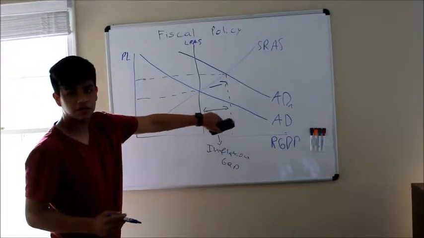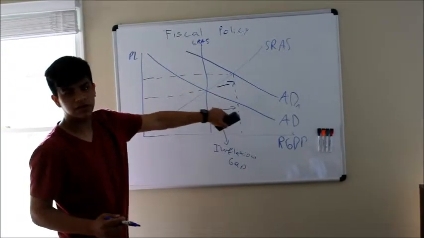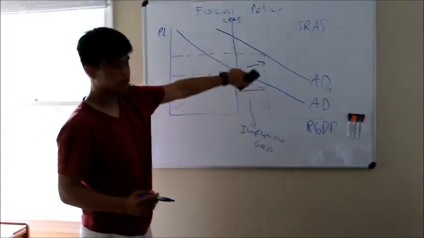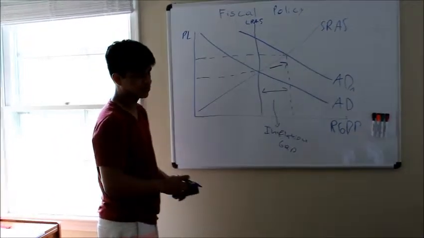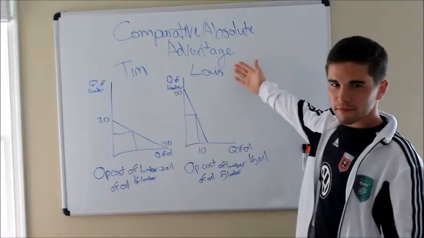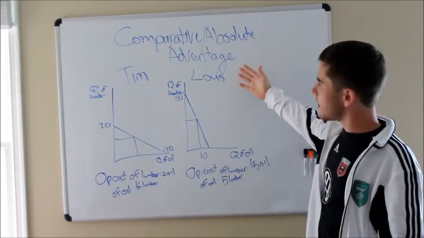This inflationary gap is produced because there's more demand, that the demand exceeds the real GDP produced. And vice versa. Comparative and absolute advantage.